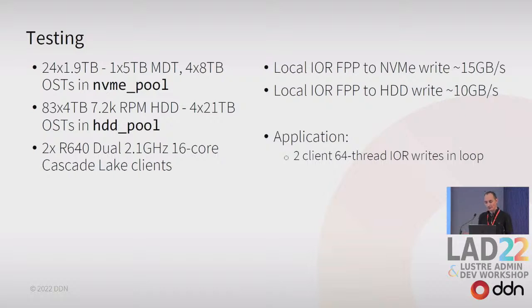Okay, so I just want to present a small test we've made. This is on this configuration. We have one flash pool on NVMe and one disk pool that is using rotational disks. If we write directly to the NVMe storage at the backend level, we have a performance of around 15 gigabytes per second. And if we write directly to the disk storage, so rotational storage, we have around 10 gigabytes per second. And the test consists in running IOR in a loop from 2 clients.